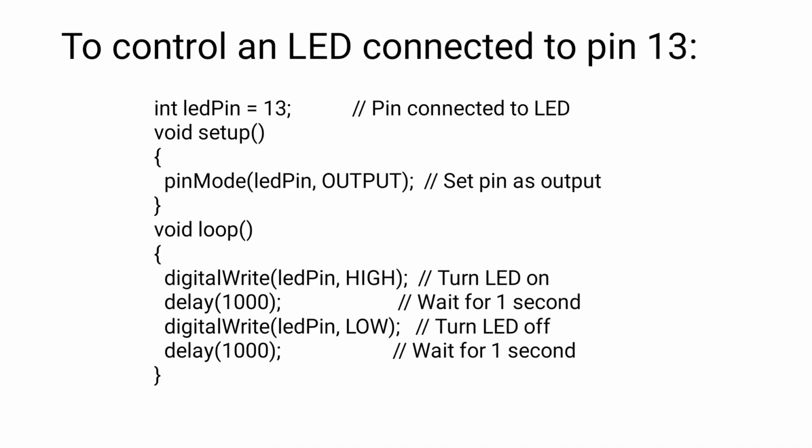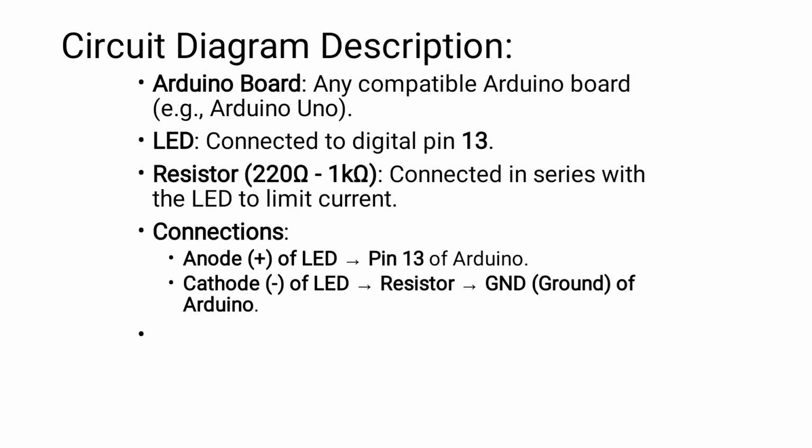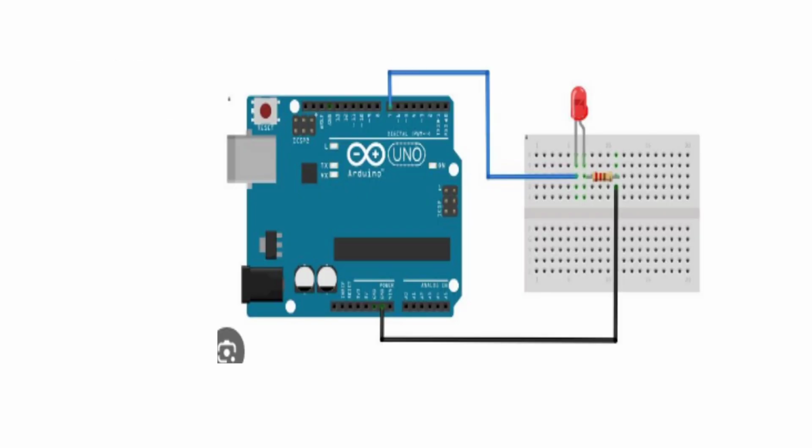First you have to give the initialization, int LED pin 13. In void setup, the pin connected to the LED: pinMode LED pin comma OUTPUT. Then void loop: digitalWrite LED pin HIGH, delay 1000, digitalWrite LED pin LOW, delay 1000. For this, consider an Arduino board with the LED connected to pin 13, and a 220 ohm or 1 kilo ohm resistor connected in series. The anode, the positive of the LED, goes to pin number 13 and the cathode, the negative, is connected to the ground. The longer lead is the anode and the shorter lead is the cathode. The resistor limits the flow of current.